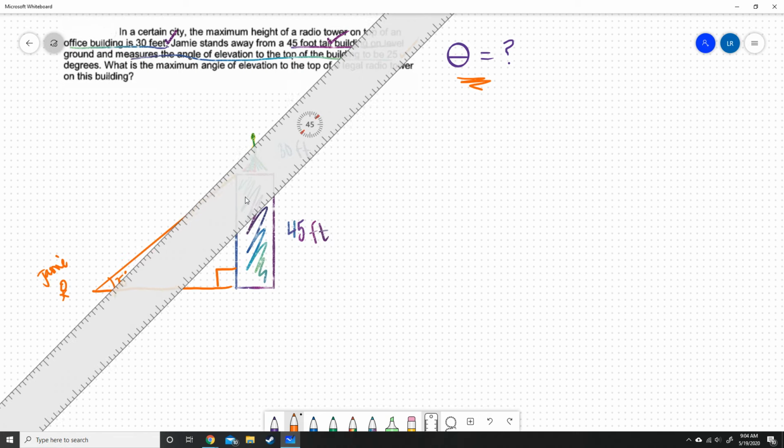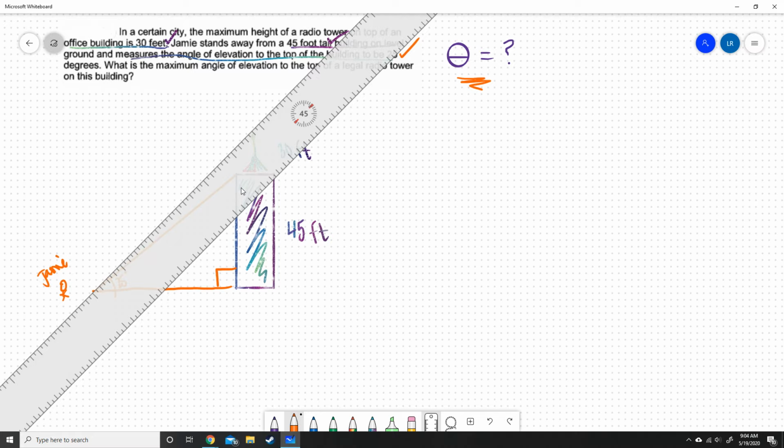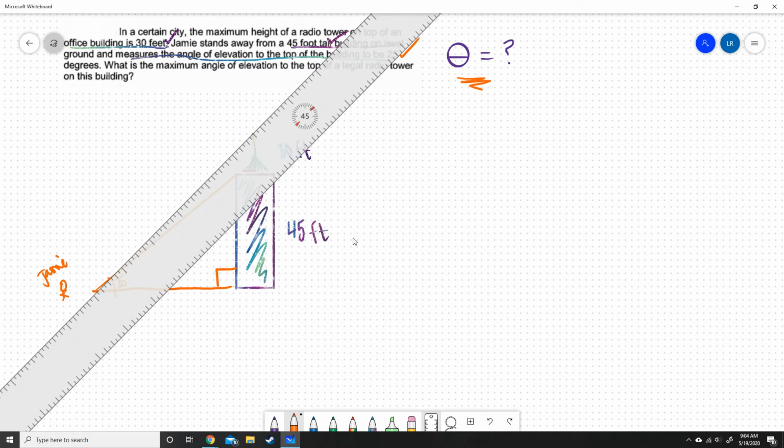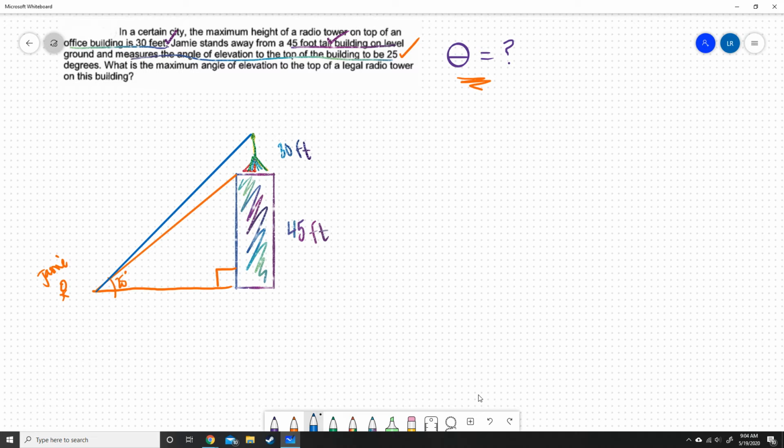So we are solving for this angle here, not this length, this angle here. So we are solving for this angle. If I want to solve for that angle, I need two side lengths. So I would need either this side length here, or I would need this side length here.